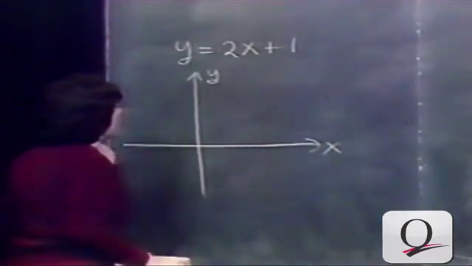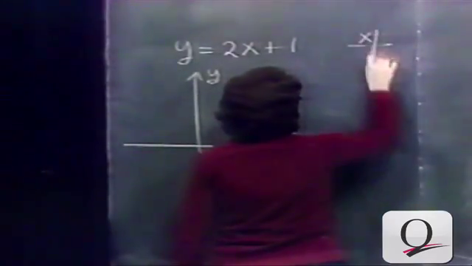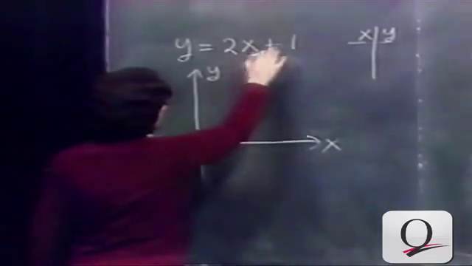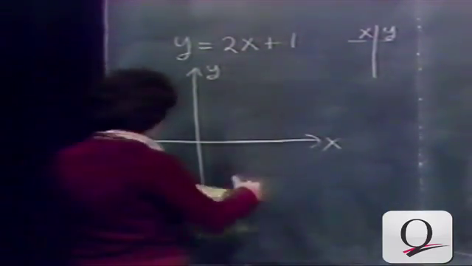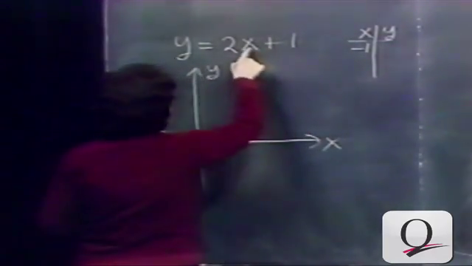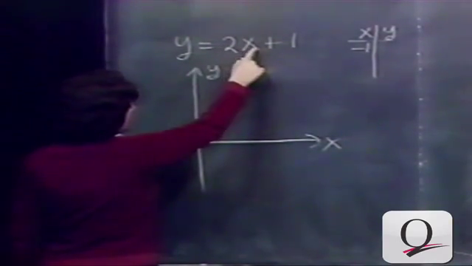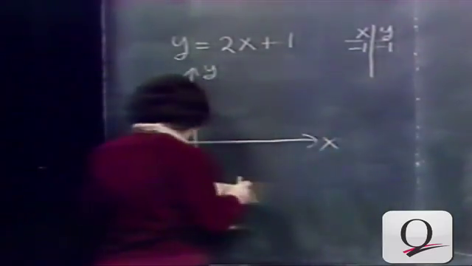Here are our coordinate axes. We can make a little table, which we'll use to calculate some of the points on the line. For example, let's let x equal -1. If x is equal to -1, let's figure out what y would be. We'd have -2 plus 1. Y is equal to -1.